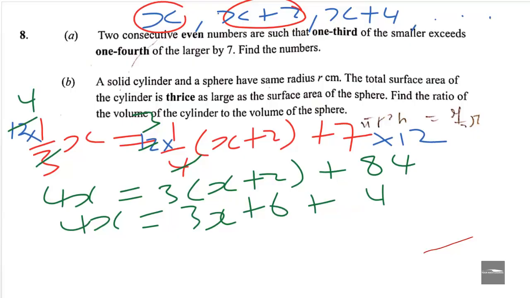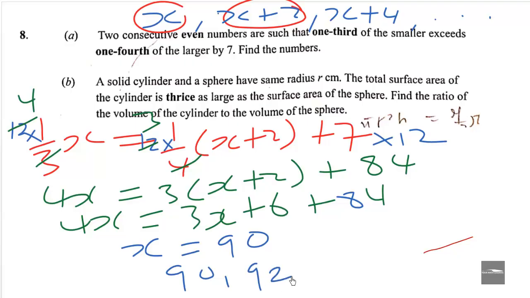Now 4x minus 3x will give us x, and 6 plus 84 will give us 90. So the next number will be x plus 2, which is 92. So the consecutive even numbers are 90 and 92.